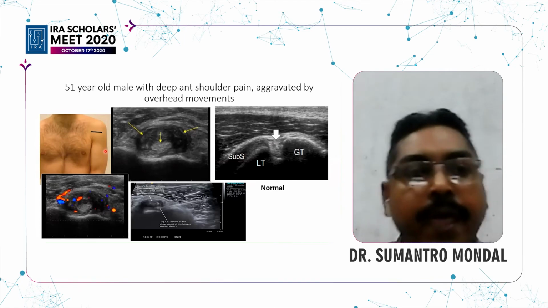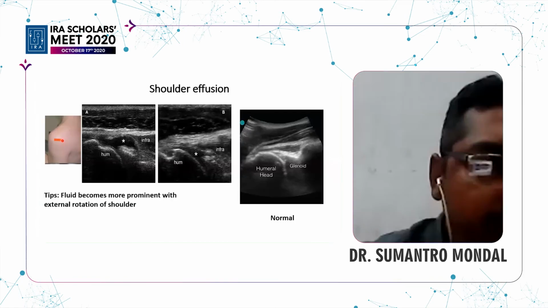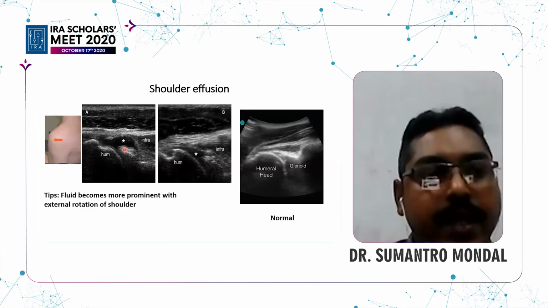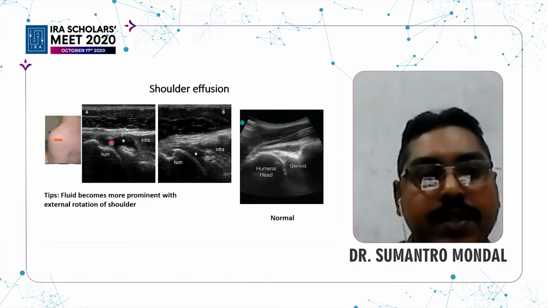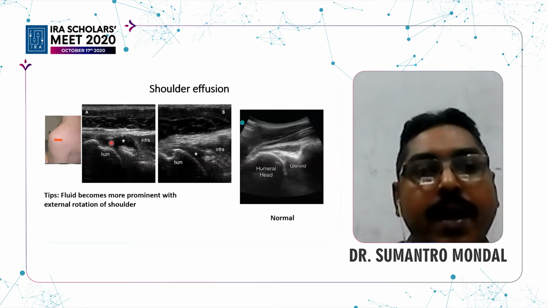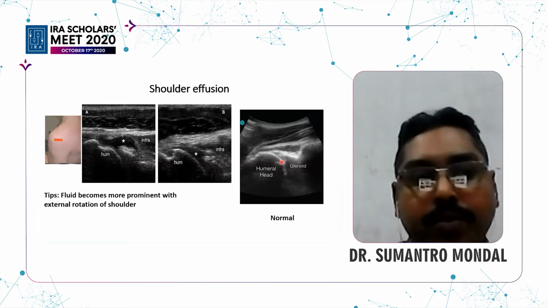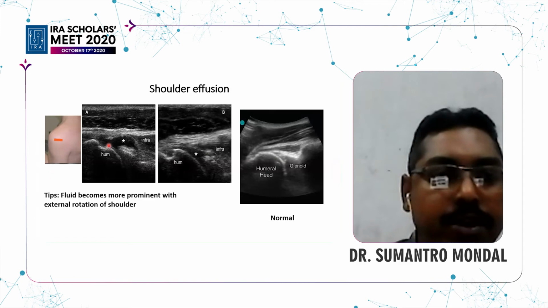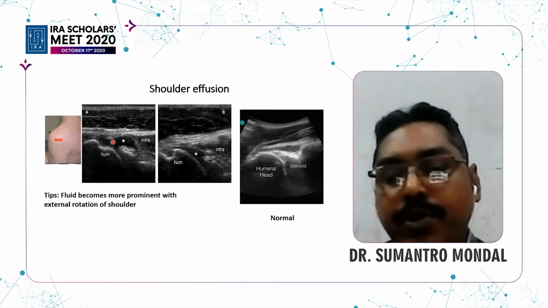A minimal amount of shoulder effusion may not be obvious by clinical examination. In that case, scanning in the posterior glenohumeral aspect can show a minimal amount of effusion. This is almost hypo to anechoic fluid, in contrast to a normal posterior glenohumeral joint. And if the fluid is really minimal, external rotation of the shoulder can cause bulging of this fluid to make the effusion more prominent.